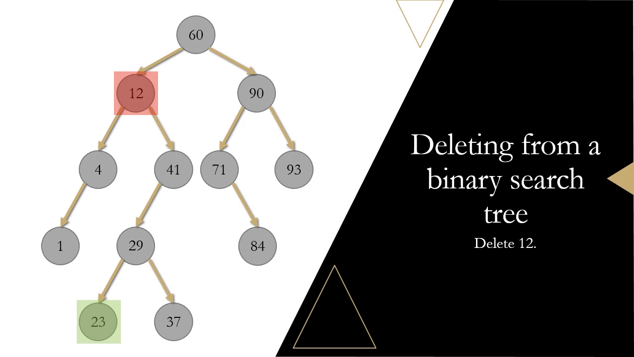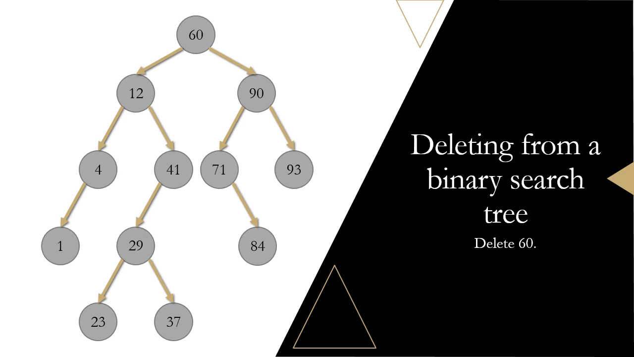Notice that 23 does not have any children. Since 23 is a leaf, it is easy to delete it. What we do is we copy the value of 23 to 12 and then we delete 23. And in this way 12 is deleted.